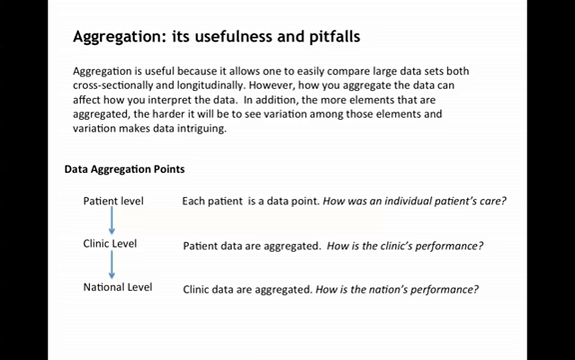And there are various data aggregation points. At the patient level, each patient is a data point. Looking at that data, we can say how was the quality of an individual's care. And at the clinic level, patient data are aggregated. This tells us how the clinic is performing. And at the national level or a level higher, a regional level, clinic data are being aggregated, and it tells us how the nation is performing or how the region is performing.